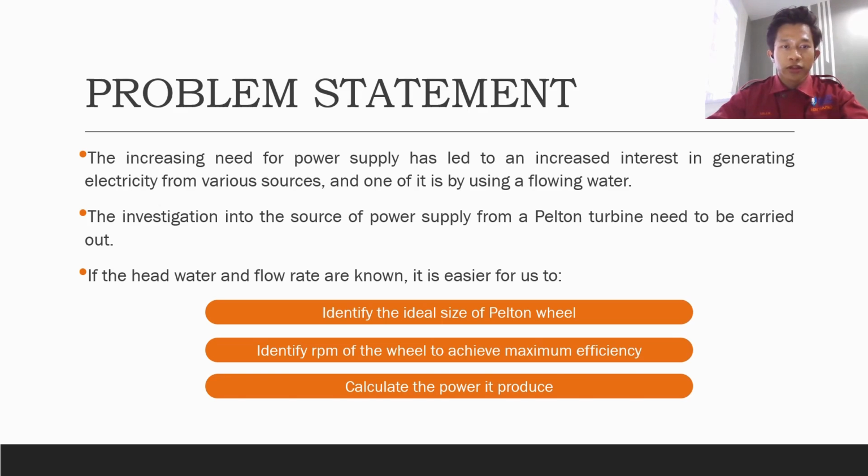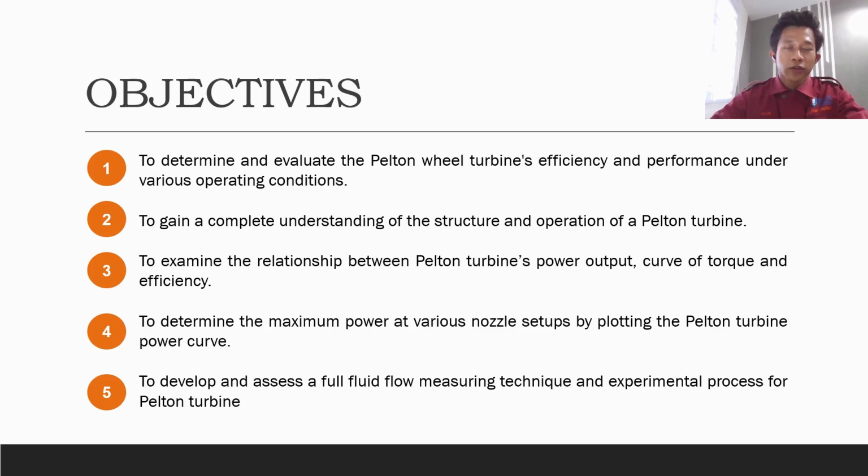The objective of this lab is, first, to determine and evaluate the Pelton wheel turbine's efficiency and performance under various operating conditions. Second, to gain a complete understanding of the structure and operation of a Pelton turbine. Third, to examine the relationship between the Pelton turbine's power output, torque curve, and efficiency. Fourth, to determine the maximum power at various nozzle setups by plotting the Pelton turbine power curve. And lastly, to develop and assess a full fluid flow measuring technique and experimental process for Pelton turbines.